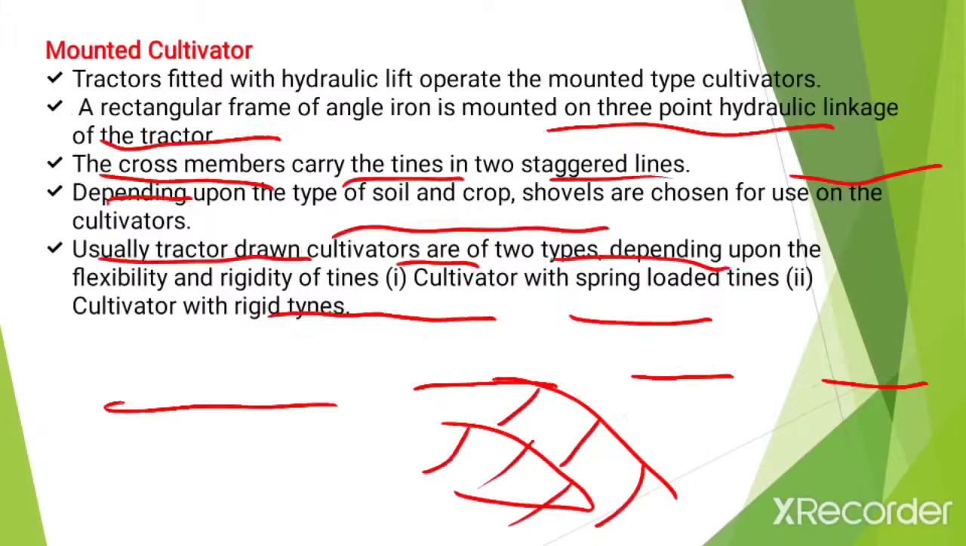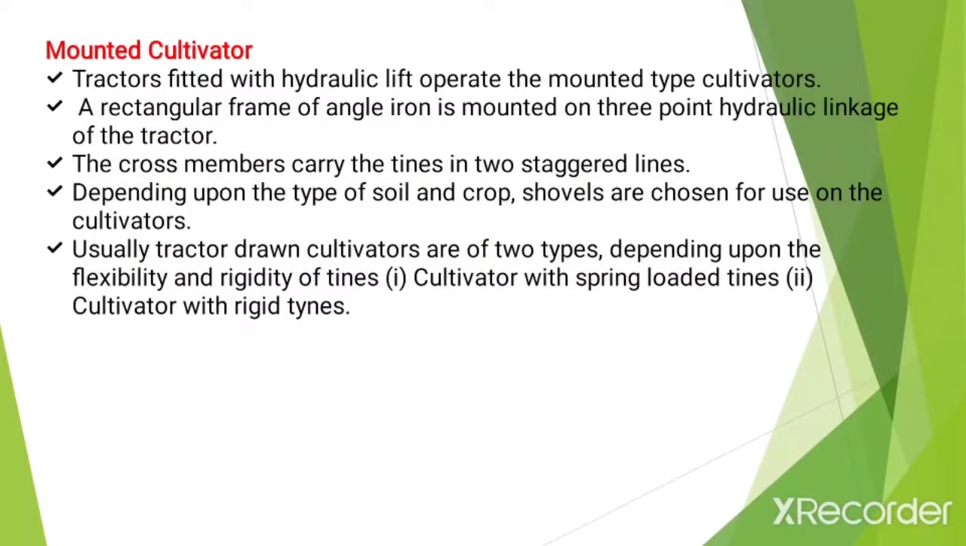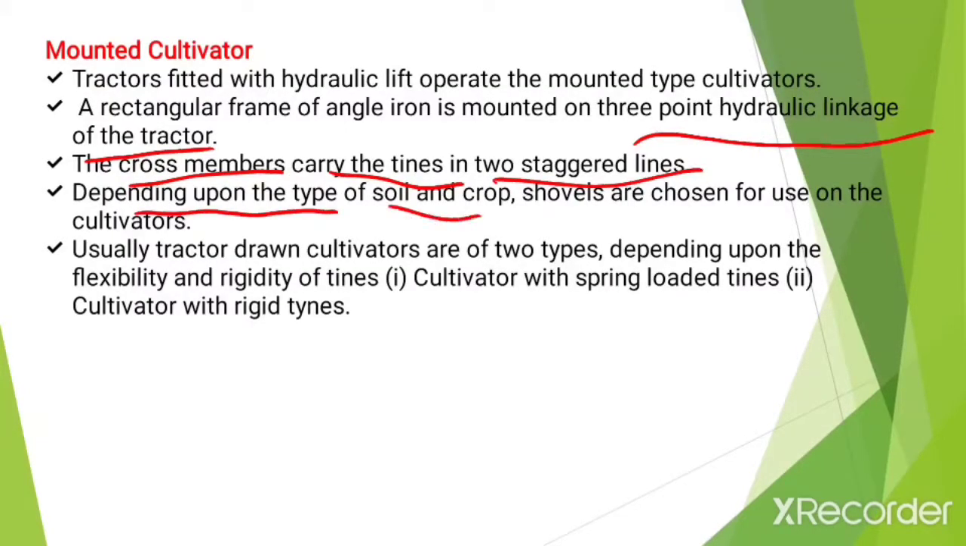Then the mounted cultivator. A tractor fitted with a hydraulic lift operates the mounted type of cultivators, and a rectangular frame of angle iron is mounted on the 3-point hydraulic linkage of the tractor. Then the cross members carry the tines in 2 staggered lines, and depending upon the type of crop, shovels are chosen for the use of the cultivators.